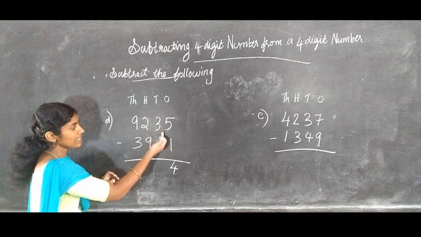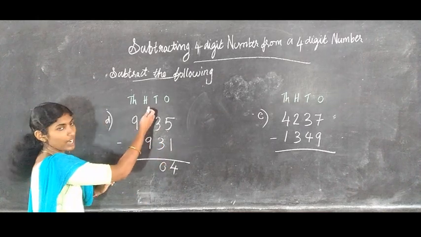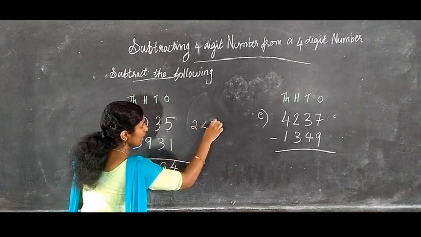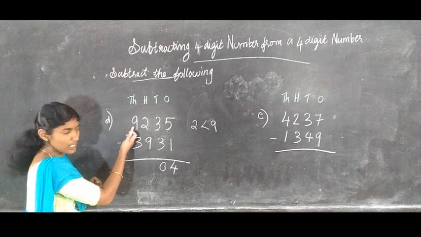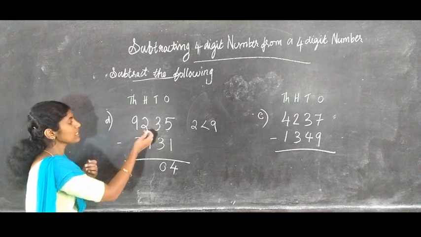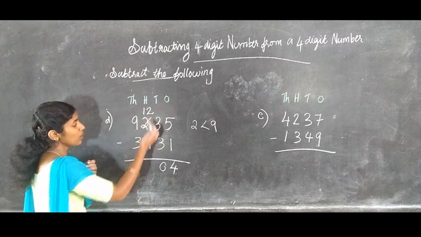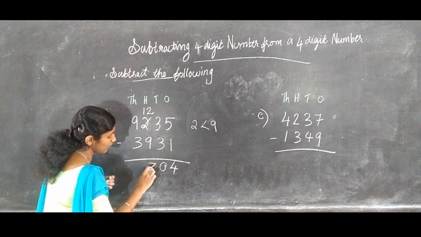Then subtract the tens. 3 minus 3, 0. Then subtract the hundreds. Here we know that 2 is less than 9. So we have to borrow 1000 from the thousands column, and we have to regroup this hundreds column as 12. So 12. Then 12 minus 9, we have 3.